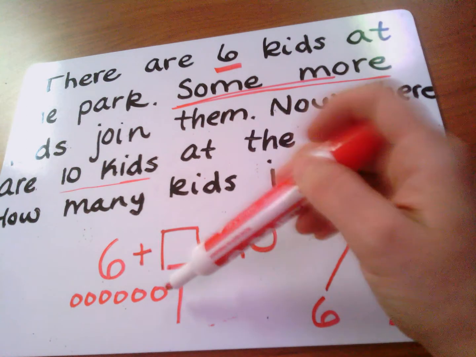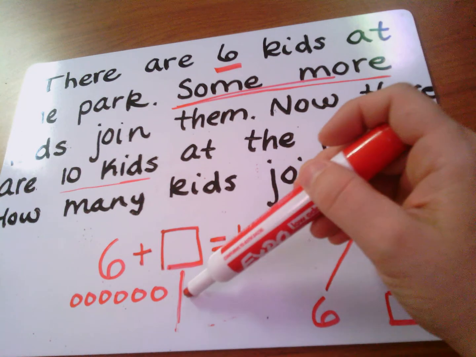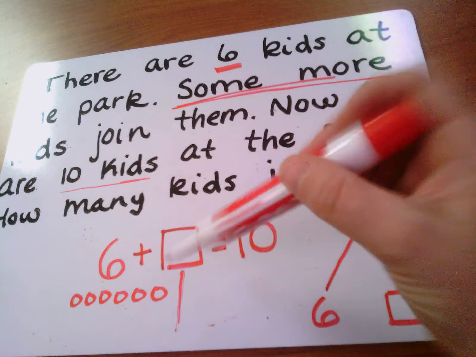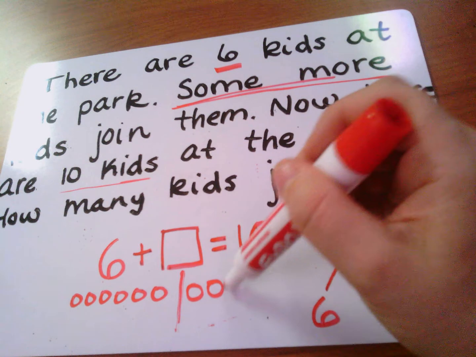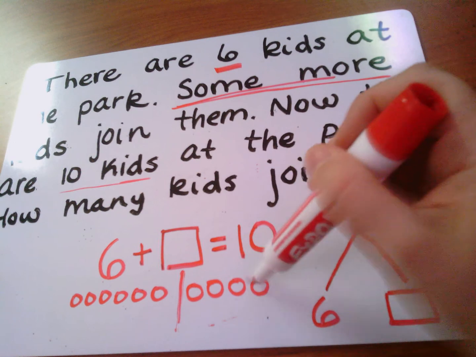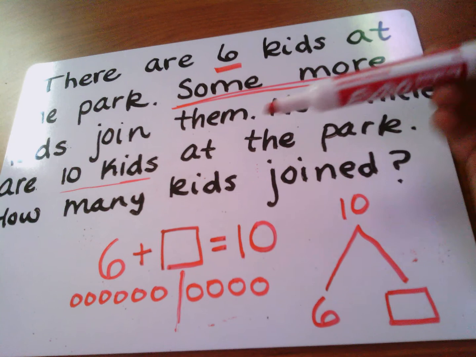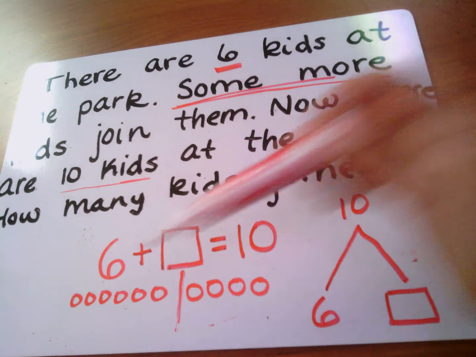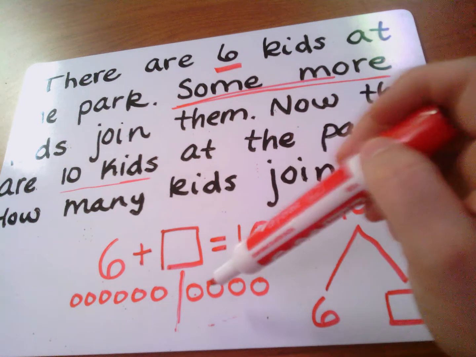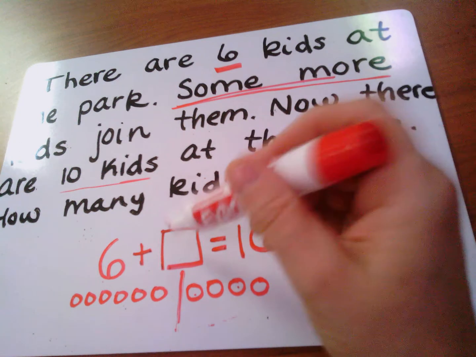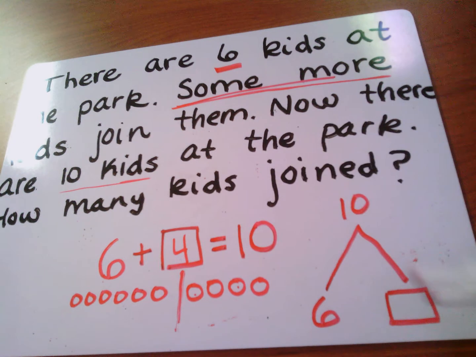So we're going to have 6 over here, then I'm going to draw my line to separate them, and then I'm going to count on until I get to 10. So 6, 7, 8, 9, 10. Then go back and see how many circles you had to draw after the 6. So how many we had to add to 6 to get to 10? 1, 2, 3, 4. So 6 plus 4 equals 10.